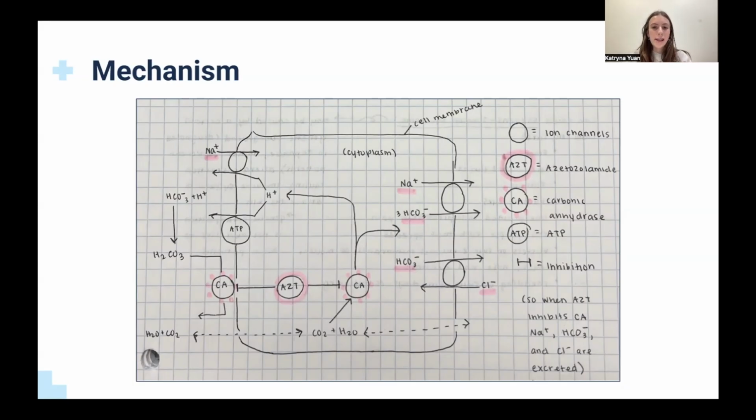Acetazolamide is going to inhibit both carbonic anhydrase enzymes in the lumen and the cytoplasm. The enzyme catalyzes the reaction of carbonic acid to bicarbonate ions in both places. And when it is not working, this is going to decrease a lot of the bicarbonate ions and prevent them from going from the cell into the blood. Because of this, bicarbonate ions and sodium ions will stay in the lumen and be excreted with other waste products instead of being absorbed into the bloodstream.